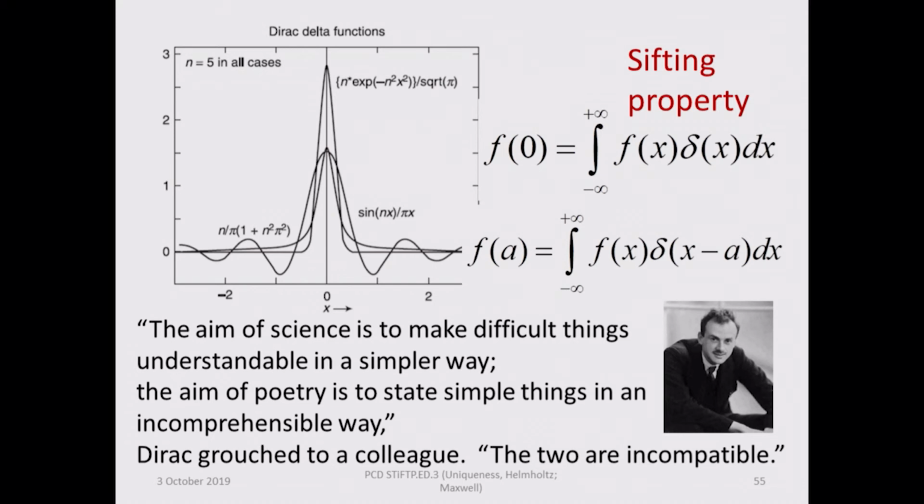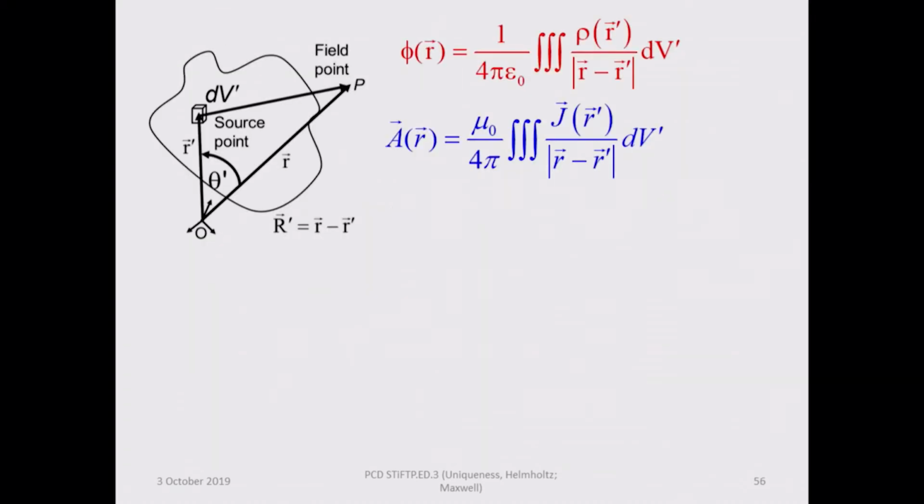Dirac of course was a brilliant physicist. It seems that he was not very fond of poetry. He says that the aim of science is to make difficult things understandable in a simple way, whereas the aim of poetry is to state simple things in an incomprehensible manner. Einstein met Tagore, but I don't think Dirac did. It would have been interesting to know what they would have conversed with each other.